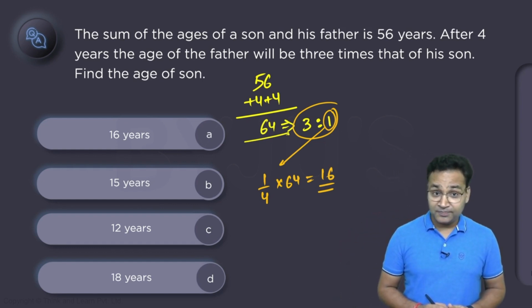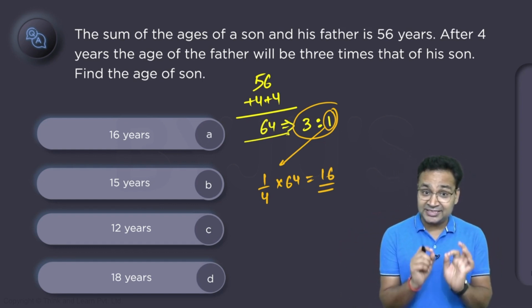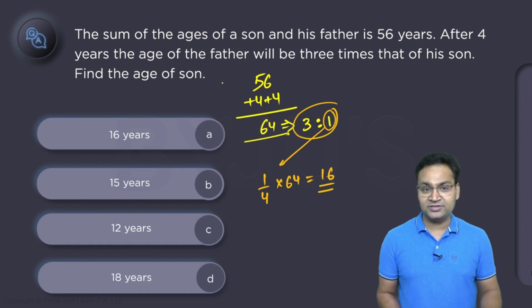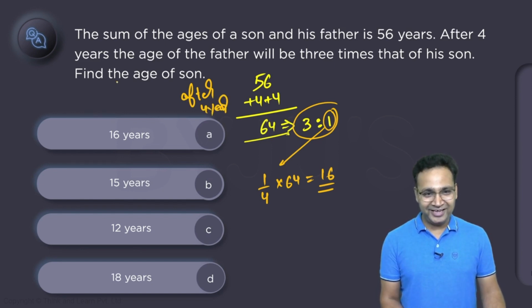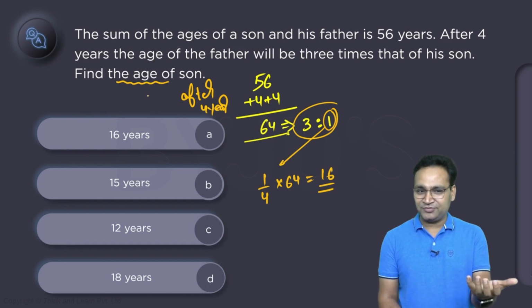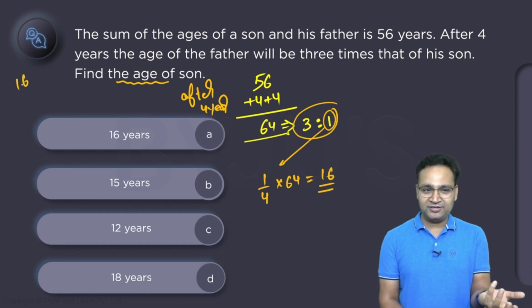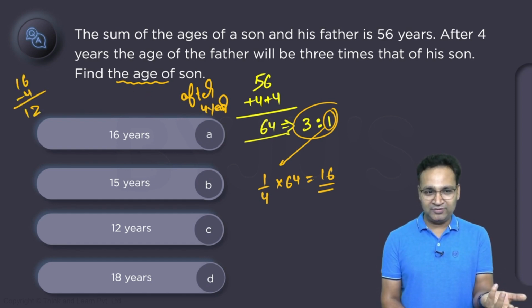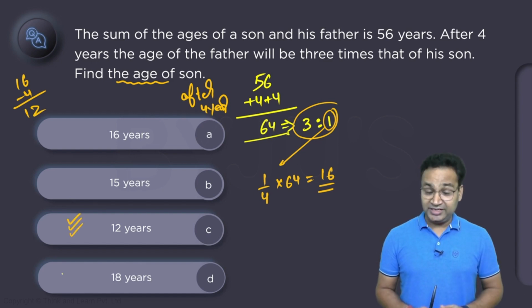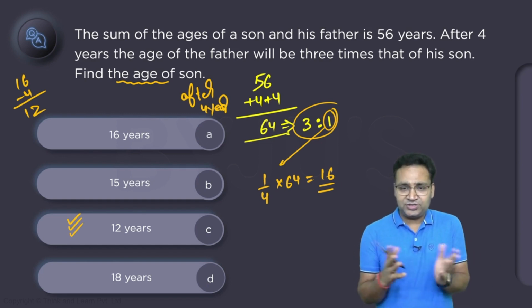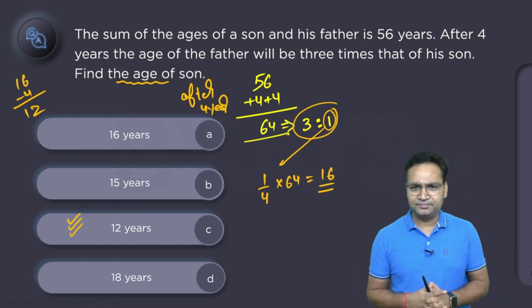Be careful. This is the age after 4 years, and the question is asking the age of the son, that means the present age of the son. So what is the present age of the son? 16 minus 4, 12. Just verify. That's a beauty, right? We can handle questions without writing things on paper.